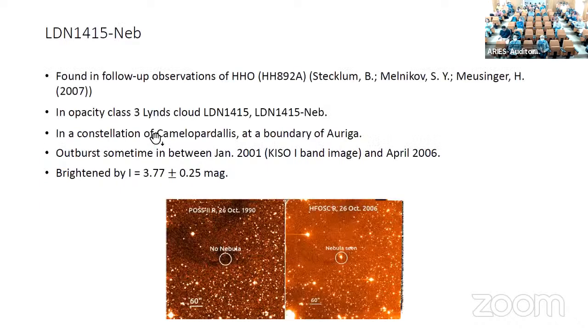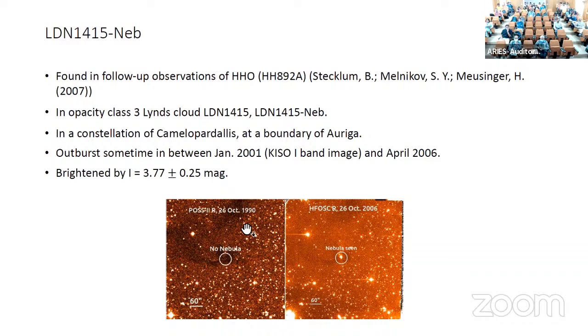So here is the LDN 1415 nebula. Sometime in 2006, Stecklum and his colleagues, doing a survey of Herbig-Haro objects in the Lynds clouds, found a Herbig-Haro object, HH 892A, in an opacity class 3 Lynds cloud. The cloud was named LDN 1415. In the follow-up observation of that Herbig-Haro object, since these objects are expected to be associated with young stellar objects, they found a nebula here, as you can see.